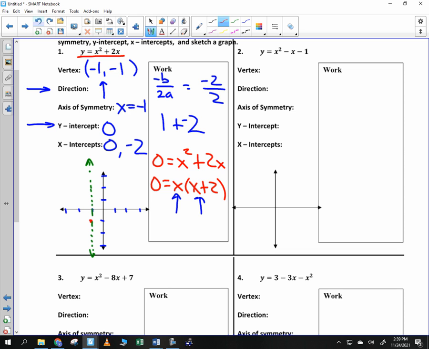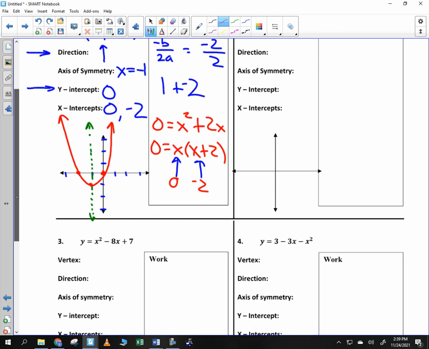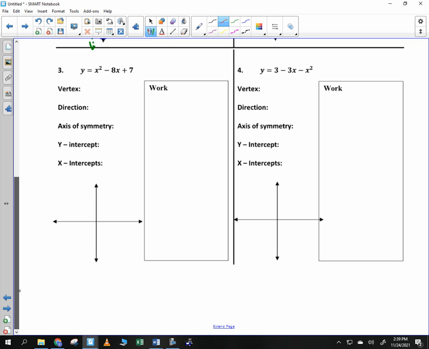Do you see how this factors? So if it factors to this, what would you plug in to get 0 for x? 0. What would you plug in to get 0 here? Negative 2. So then I plot both of those on the x-axis, and it gives me my shape. Better? Okay, good job. We try one more example.